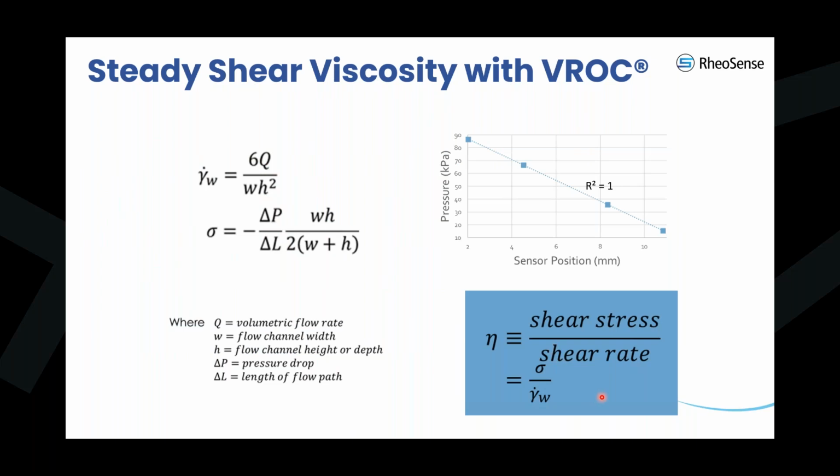One important thing to note is that the pressure drop should be linear to ensure high quality data, and we validate this by checking the R-squared value of the linear fit. This R-squared should be equal or very close to 1.